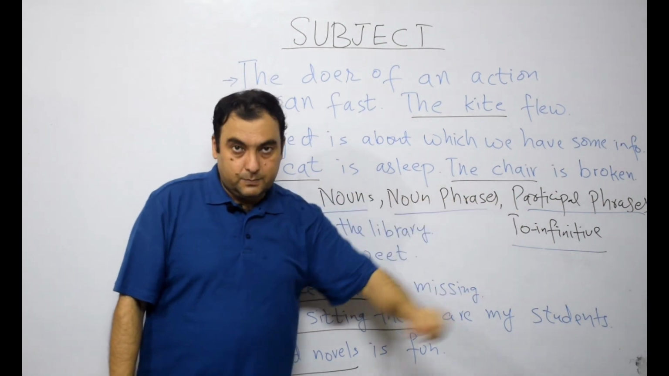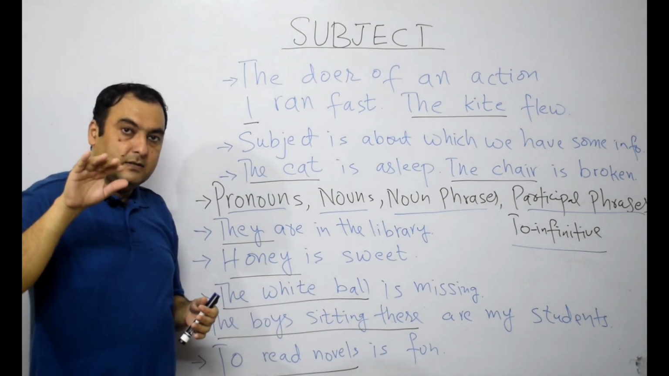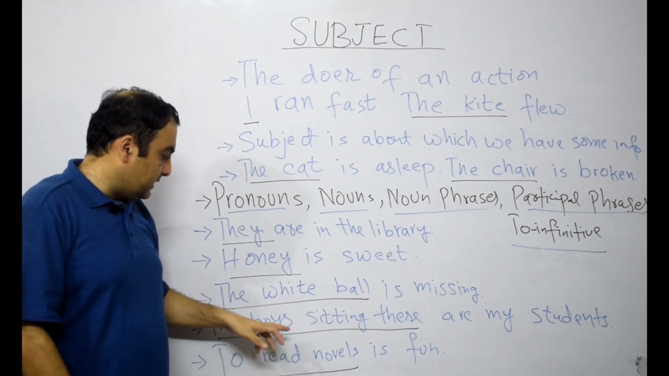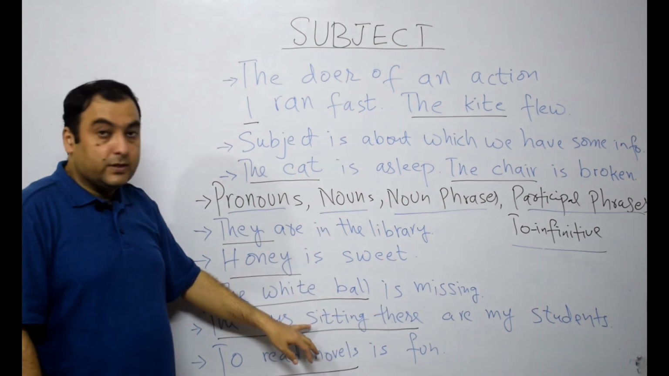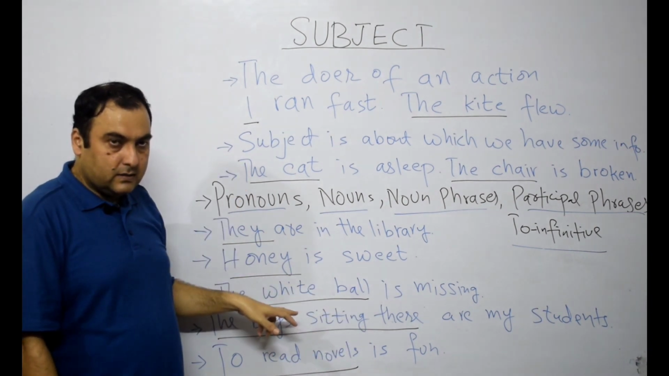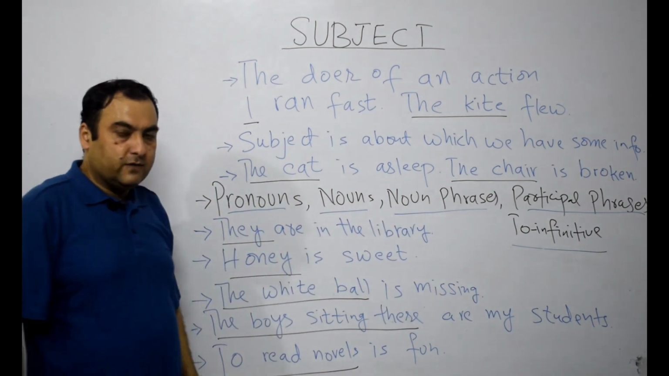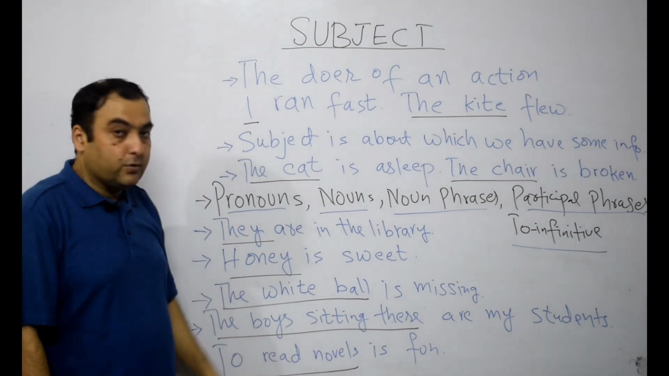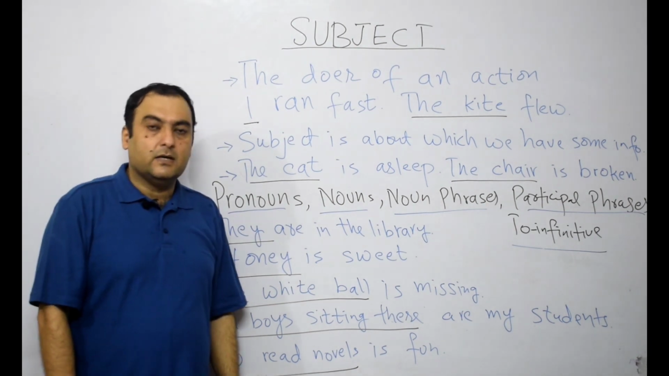We may have a participle phrase as well as a subject. Participle phrases are these ed phrases or ing phrases. For example, the boys sitting there are my students. So the boys sitting there are the subjects. This part is the subject. We may have the to infinitive as well, where we have the to and the first or the present form of the verb. For example, to read novels is fun. So we have to read novels as the subject.